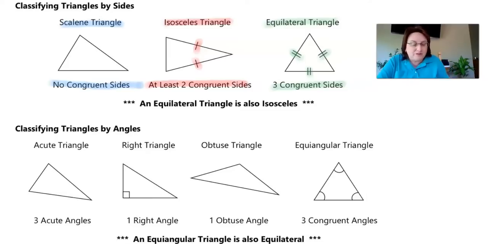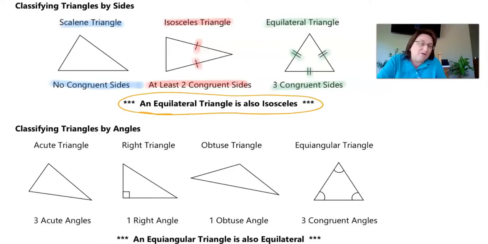Now, I want you to notice something right here. This says that an equilateral triangle is also isosceles. That's because, doesn't an equilateral triangle have at least 2 congruent sides? Yes. So, an equilateral triangle is also isosceles.